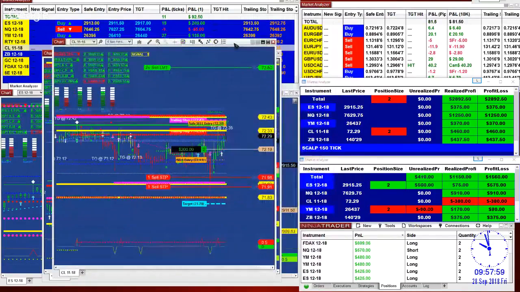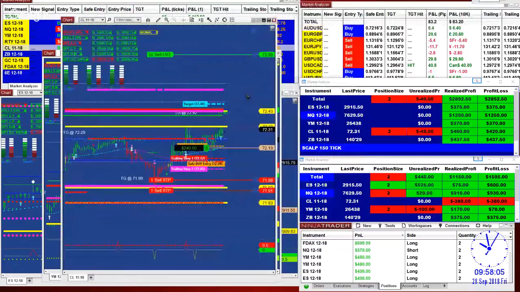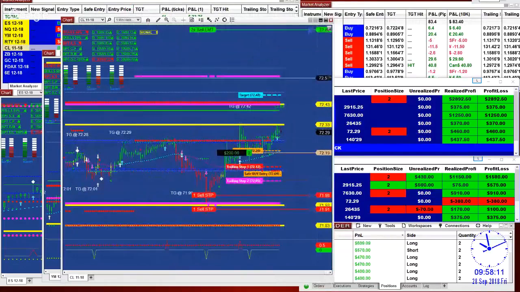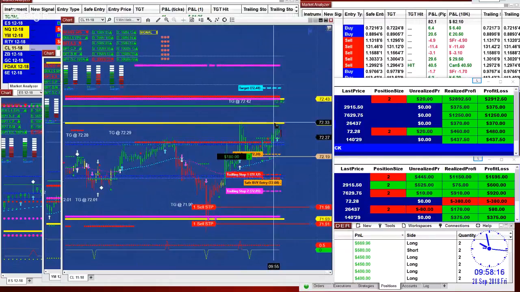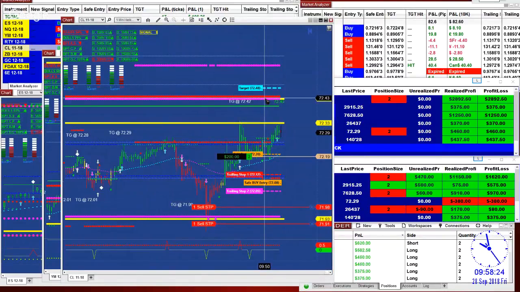I keep pulling the wrong account. I'm sorry, because there's CL 5 minutes on a different account. This is your CL, and your CL is based on 1 minute, and there is a lot of potential on the CL to get to the 72.40. So we will watch this one closely to see if we are able to catch.